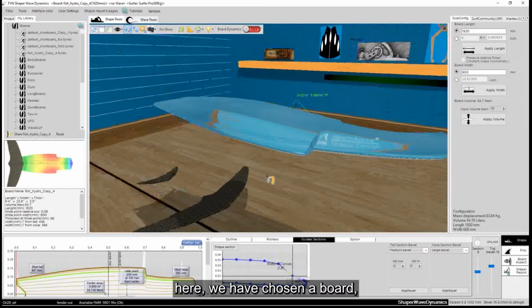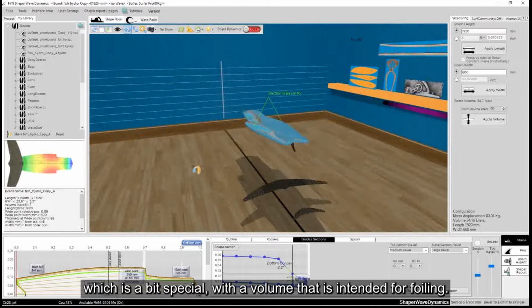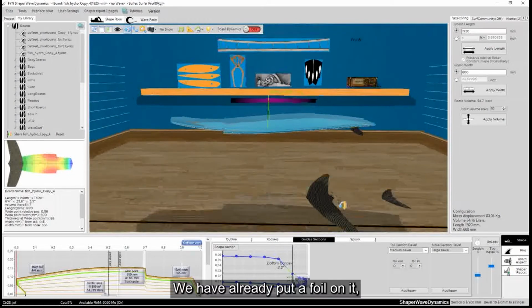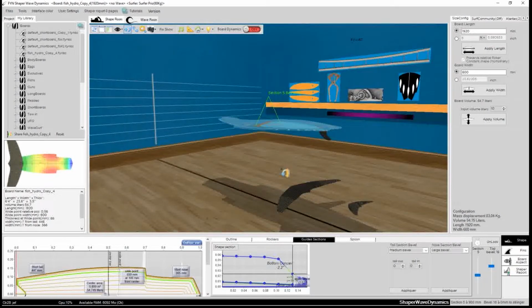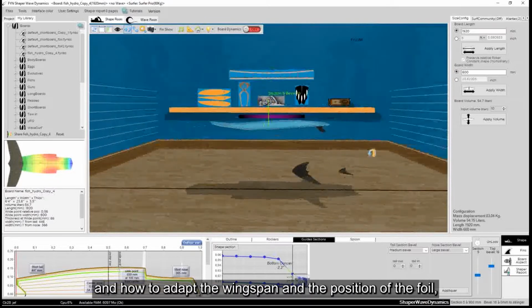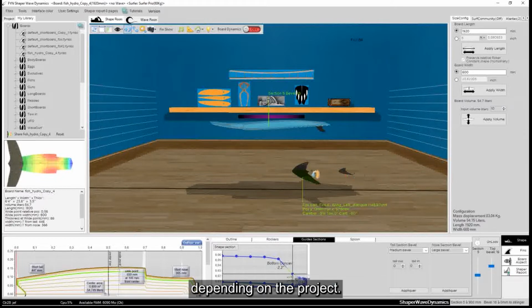Here, we have chosen a board, which is a bit special, with a volume that is intended for foiling. We have already put a foil on it. We will now see how to analyze the performance of the foil, and how to adapt the wingspan and the position of the foil, depending on the project.